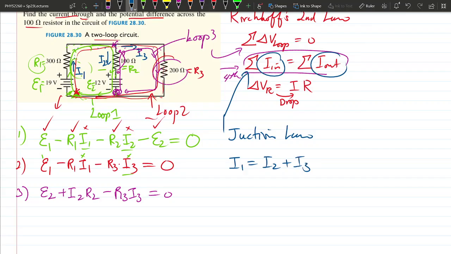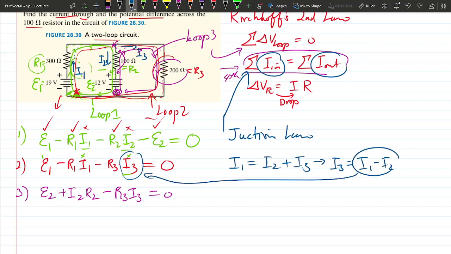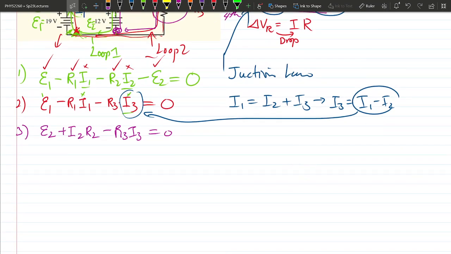Since I have I3 here, I can get rid of that by doing a substitution. I solve this equation for I3. I3 is I1 minus I2, and I just substitute it back in here. So the new equation 2, it's good to keep track of this, is R1 I1 plus R3 times (I1 minus I2), all of that equal to 0.